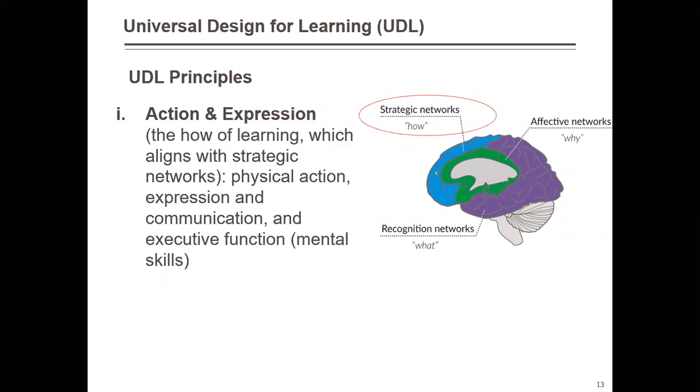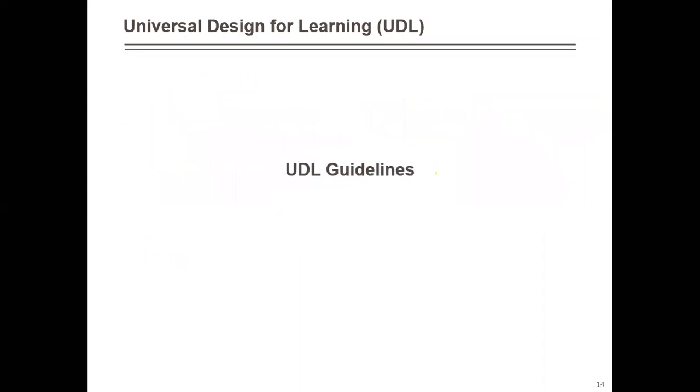So what we call the executive function: how you regulate yourself, your mental skills, the physical actions, the emotions, and all that. Those are the expressions. So at the end of the day, if we are designing an instruction, how do we want our learners to express the learning processes or the learning outcomes? And so these are the three main principles.